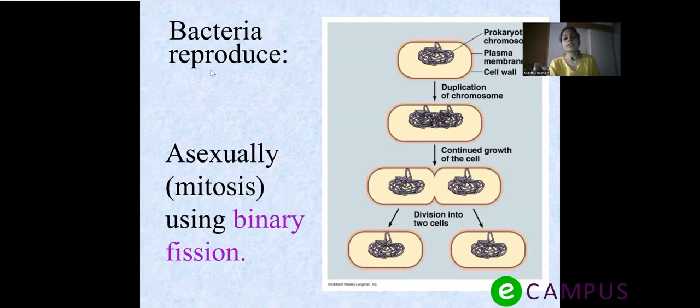So this is the bacteria, with the prokaryotic chromosome, plasma membrane, and cell wall. This bacteria will duplicate, beginning with duplication of the chromosome. When the chromosome is duplicated, the cell continues to grow, and with continued growth and division, they divide into two cells, and this process is known as binary fission.